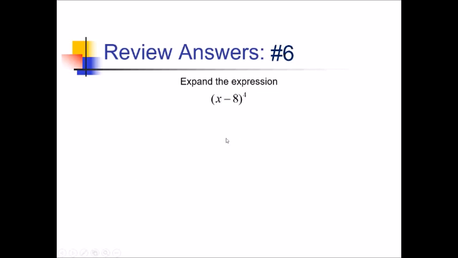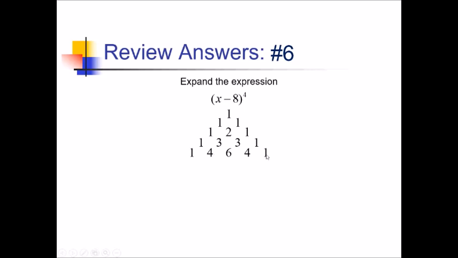For this problem, we're expanding x minus 8 to the 4th power. So we're going to use Pascal's triangle to 4 levels to get a shortcut formula for doing this. So here's level 0, level 1. Level 2, we've got 1, 2, and 1. Level 3, we've got 1, 3, 3, and 1. And now for level 4, we've got 1, and 1 plus 3 is 4, 3 plus 3 is 6, 3 plus 1 is 4, and then we have a 1 at the end there.